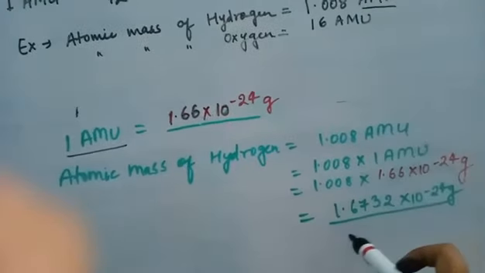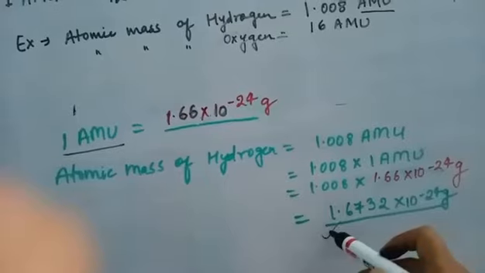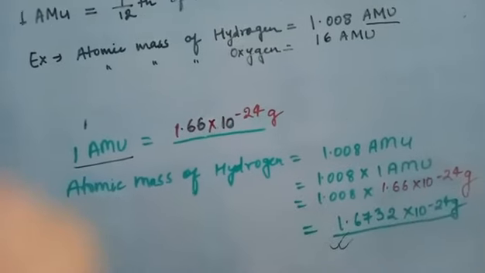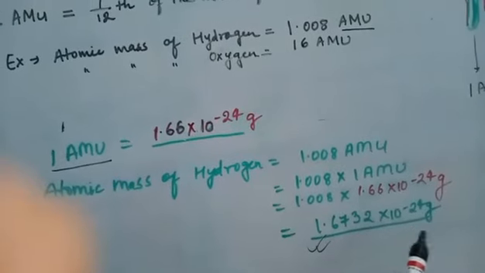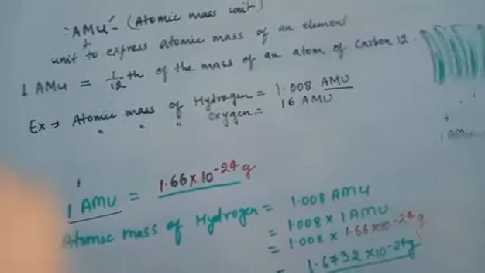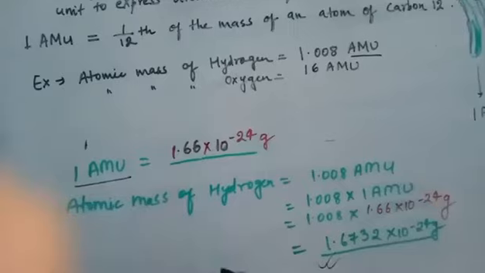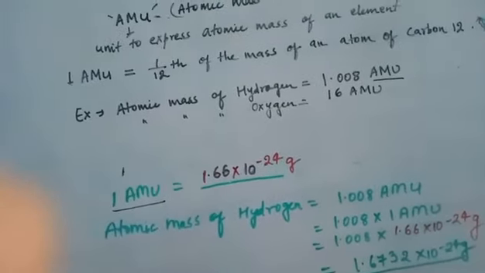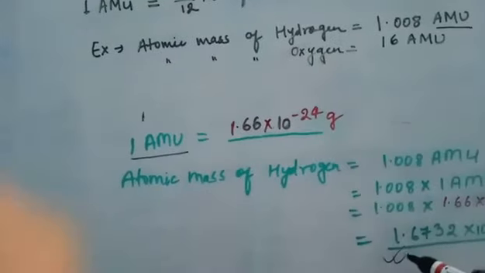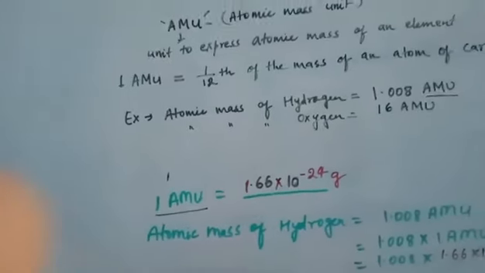So you can just calculate. The atomic mass of hydrogen in grams, if you calculate it, will come 1.673 into 10 to power minus 24 grams. That much gram is the mass of one hydrogen atom.